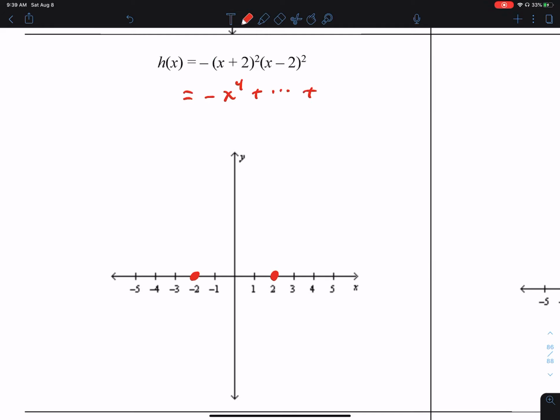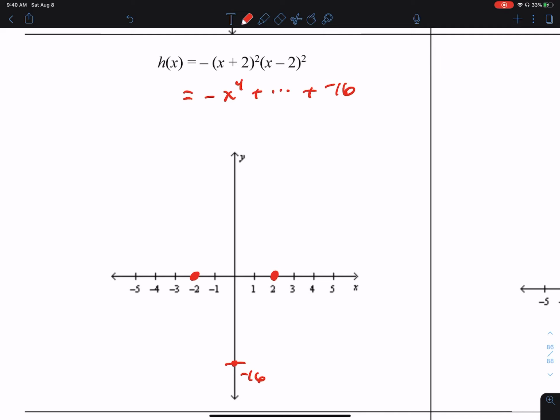We don't necessarily care about the middle terms. We do care about what this last term is. A negative 2 times a negative 2 is going to be 4. 2 times 2 is going to be 4, because we got this squared. That's going to be 16, 4 times 4. And this says change the sign. So we're going to have a negative 16 at the end. That means our y-intercept is down here someplace at negative 16.